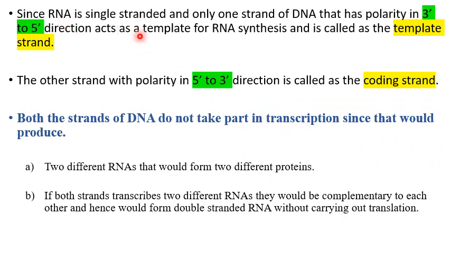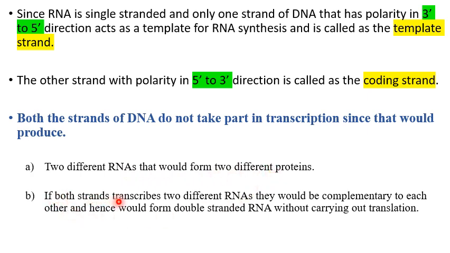Since RNA is single-stranded, only one strand of the DNA, the one with polarity in 3' to 5' direction, as we have seen just now, acts as a template for RNA synthesis, and it's called the template strand. And the other strand with polarity in 5' to 3' direction is called the coding strand. But normally both the strands of DNA do not take part in transcription. If they did, what would happen? We would have two different RNAs formed, and obviously they would carry different information and form different proteins.